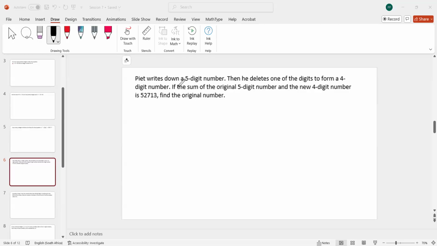is Piet writes down a 5-digit number. Okay, now we don't know what this 5-digit number is, so let's call it, Piet's number, be a 5-digit number. I'm going to write down A, B, C, D, E. It's 5-digit. This is not a product. These are all digits.